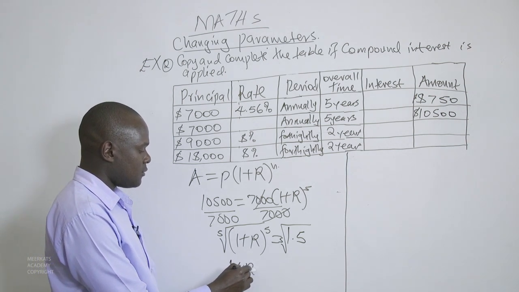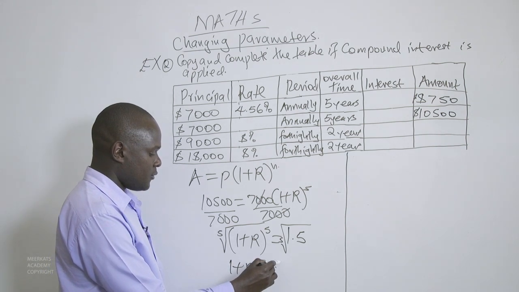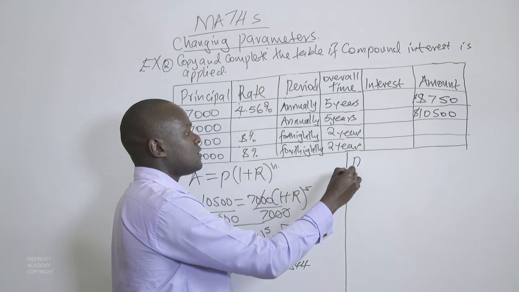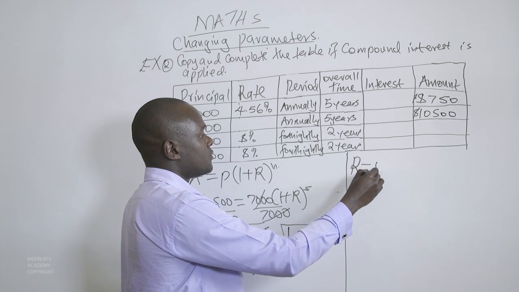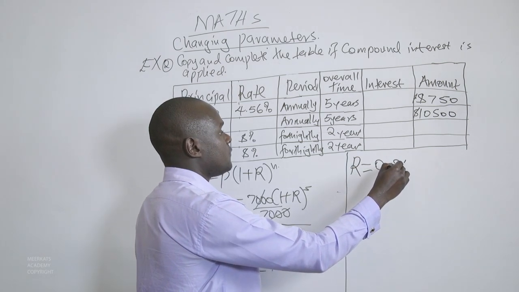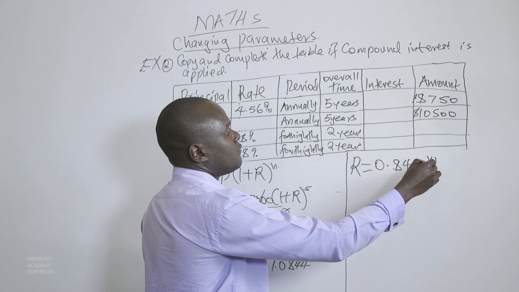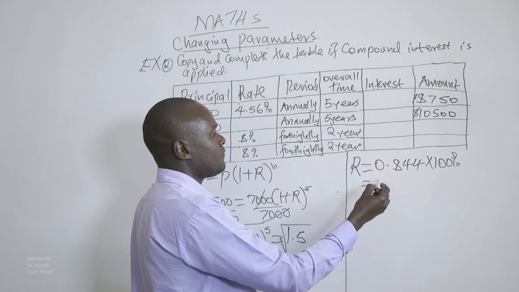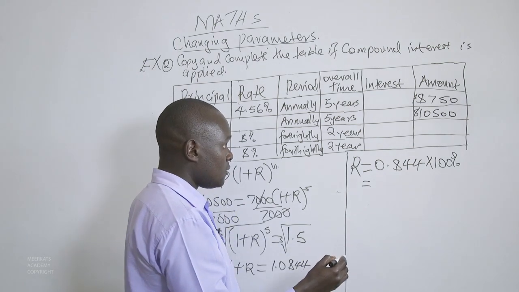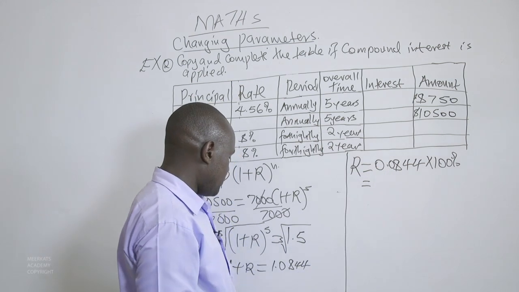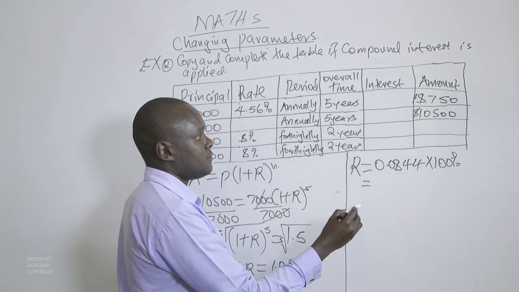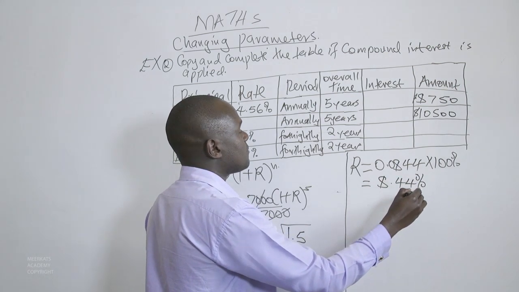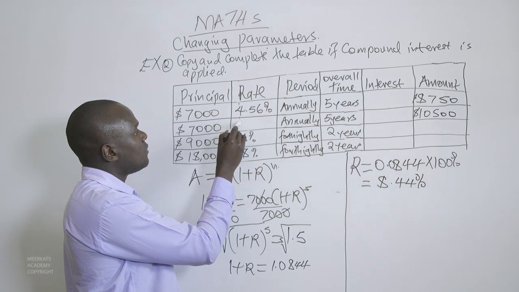And 1 plus r, we will get this to be equal to 1.0844, so that our rate will be equal to 0.0844. And when we convert this into a percentage by multiplying by 100, 0.0844 times 100, it will give us 8.44%. So this is what we have.